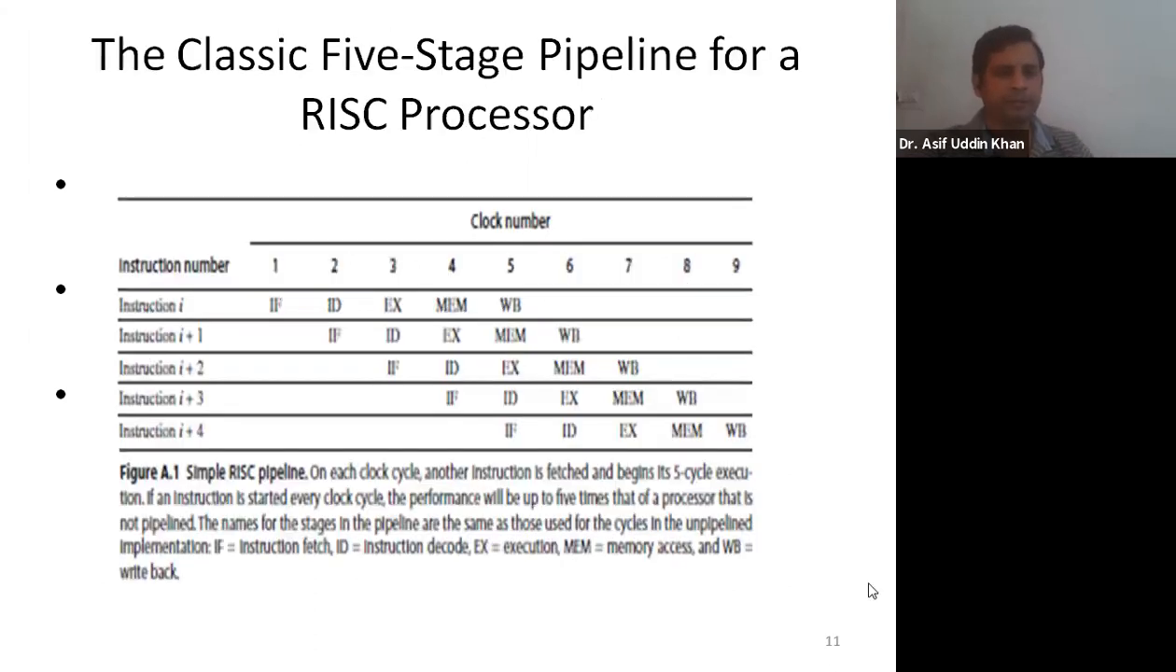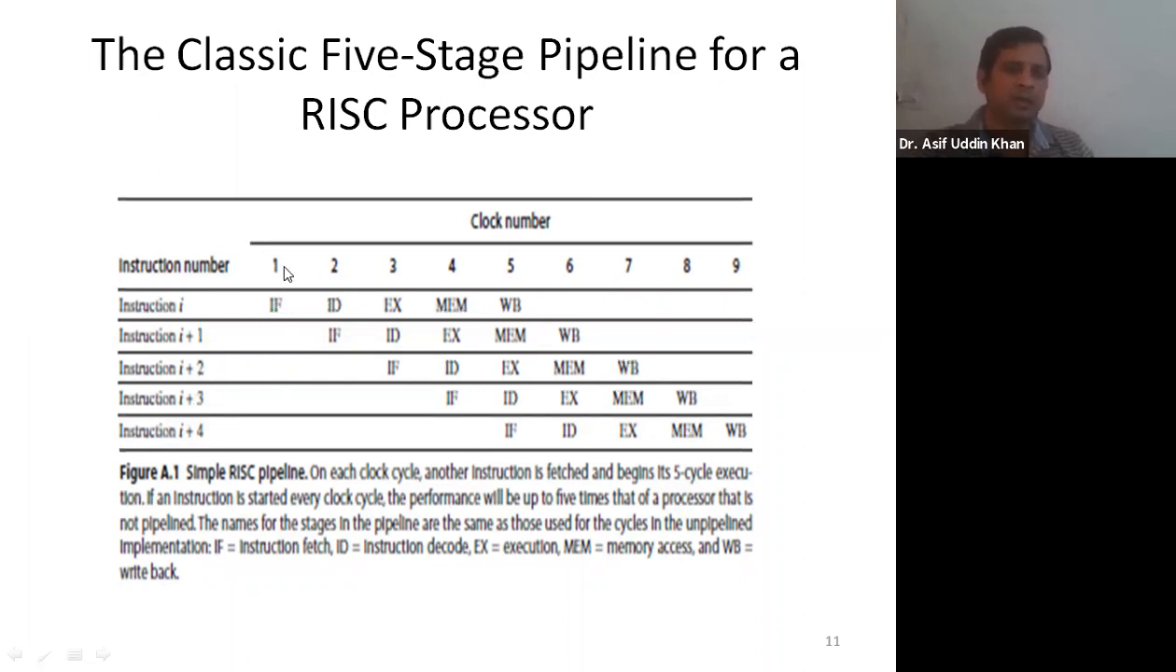Here you can see the classic five stage pipeline diagram for a RISC processor. These are the clock cycle numbers: clock cycle 1, 2, 3, 4, up to 9 clock cycles are shown here. And these are the instructions: instruction I, instruction I plus 1, I plus 2, I plus 3, and I plus 4. Now you see how the pipeline execution is done here.